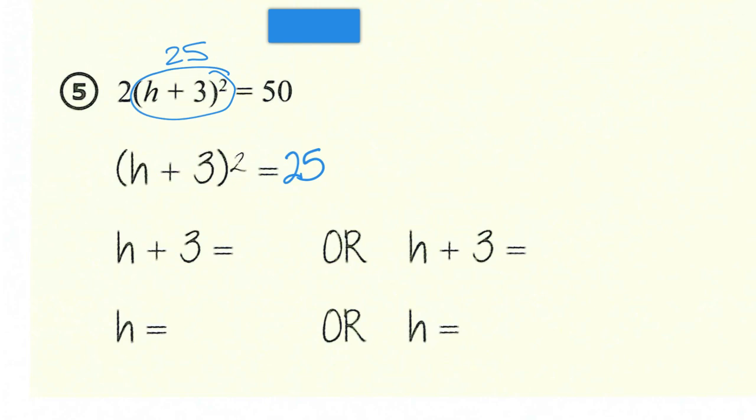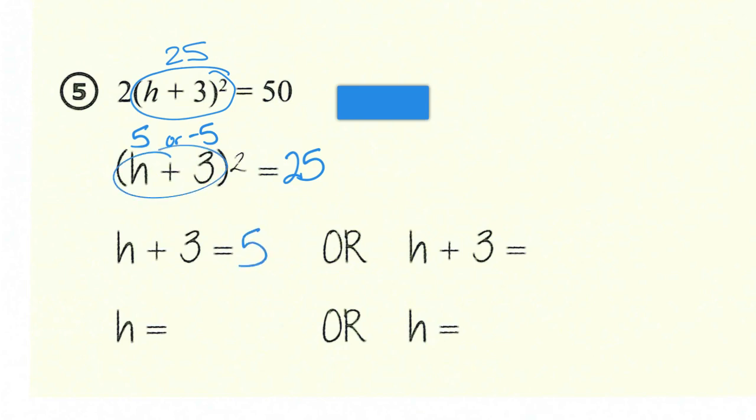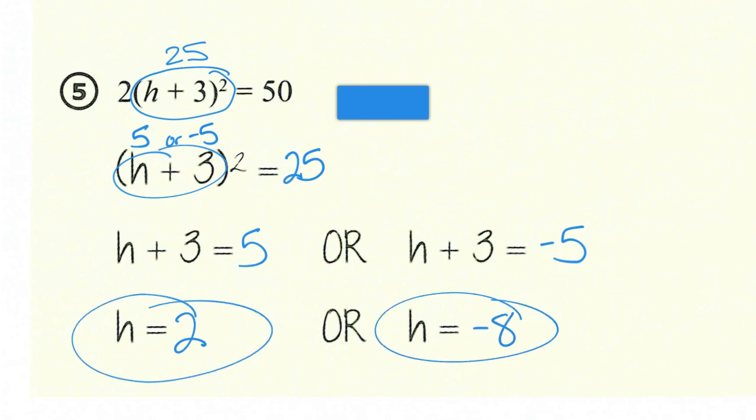And so now I'm wondering, h plus 3, what does that piece need to equal? So what squared gets me 25? And I know that that's going to be either 5 or negative 5. So 5 times 5 is 25. Negative 5 times negative 5 is 25. And so now I know that that middle piece, h plus 3, can be 5 or it can be negative 5. And now I'm looking down here, what number plus 3 gets us 5? That's going to be 2. Or what number plus 3 gets us negative 5? And that's going to be negative 8. So there's our two solutions to our equation.